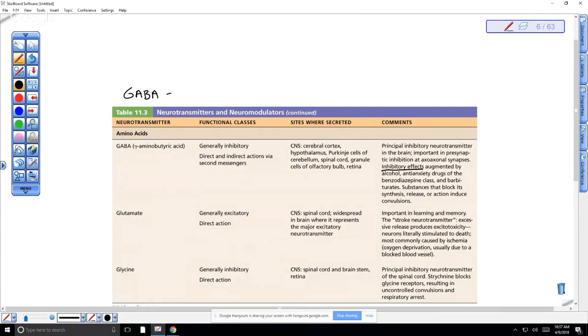Then we have a neurotransmitter called glutamate. And this is actually the most important excitatory neurotransmitter in our brain. So we talk about dopamine as being feel good, but glutamate is really important for learning and memory. And so your glutamate levels in your brain are going to determine how well you remember and learn certain things.